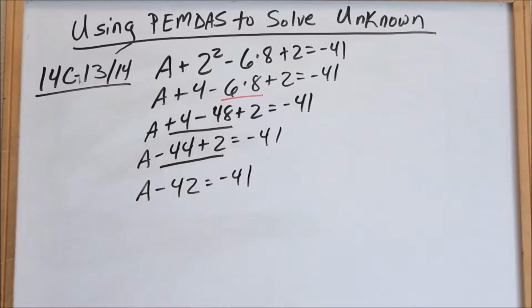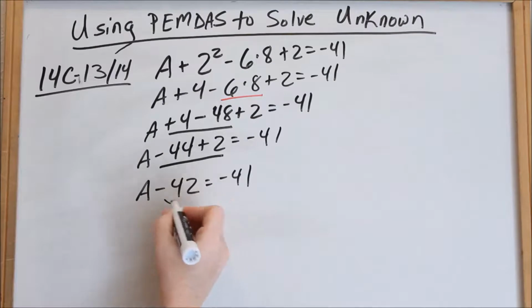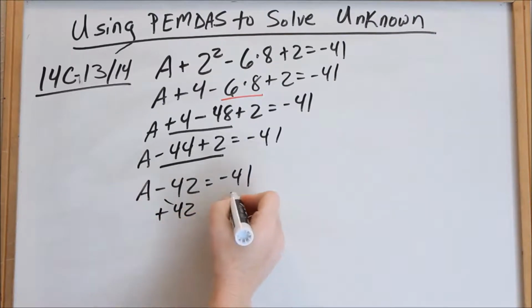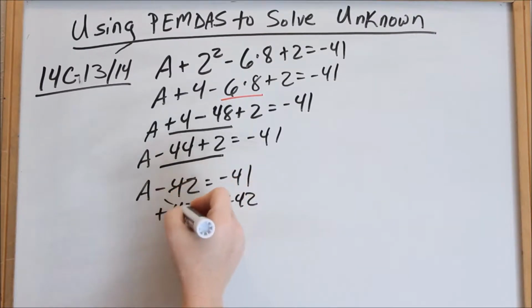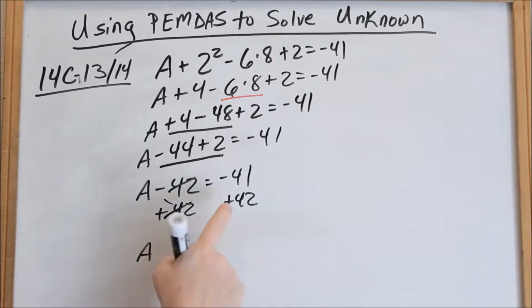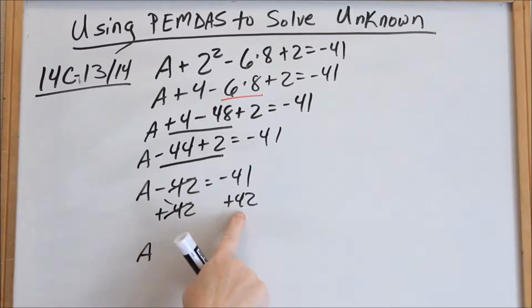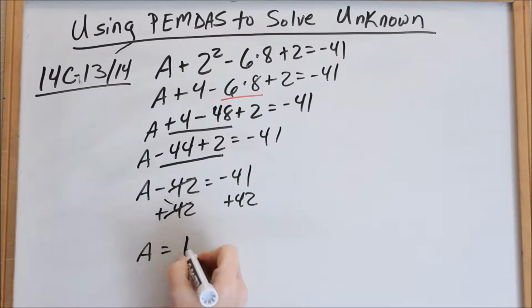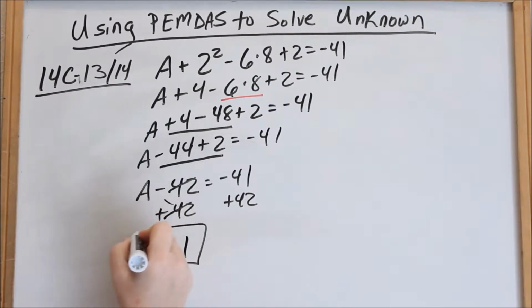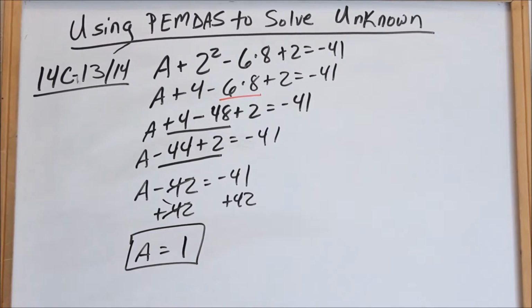Now, once you've combined everything that you can and you only have a letter and only have one number, now you're ready to move stuff around the equal sign. Now you're ready to get letters on one side, numbers on the other side. Okay, so I need to get rid of this, which means I need to add 42 to both sides. And so A equals, if you owe 41 and then you have 42, hallelujah, you'll actually have $1. But that's better than $0 or being in debt.